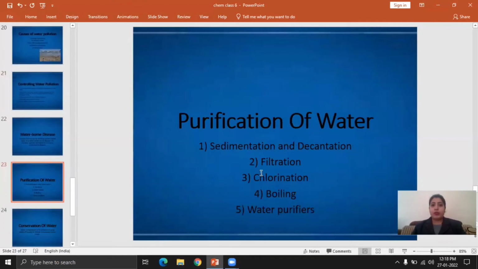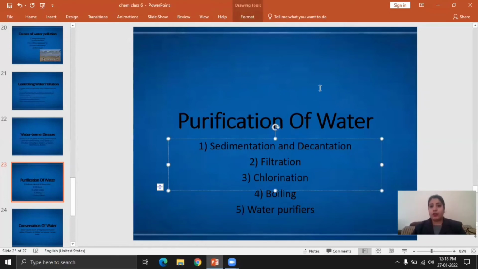The next one is purification of water. How can you purify water? See, there are several ways in which we can purify water. The first one is sedimentation and decantation. Second one is filtration. Third one is chlorination. Fourth one is boiling. Fifth one is water purifiers.